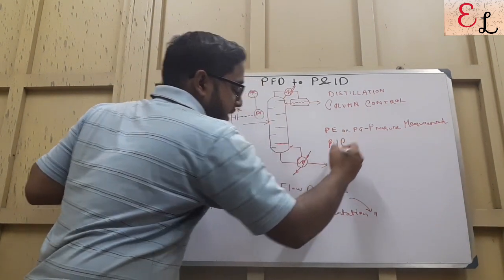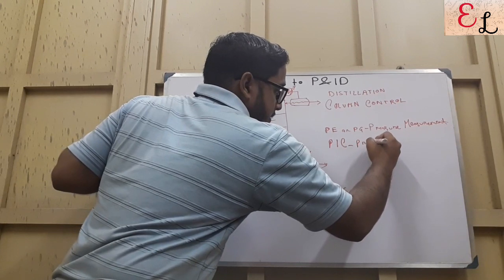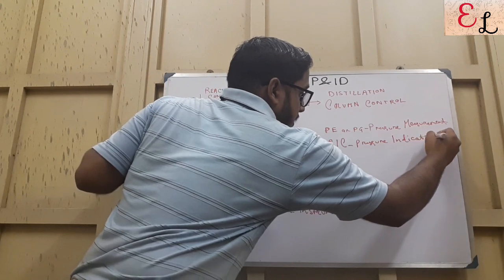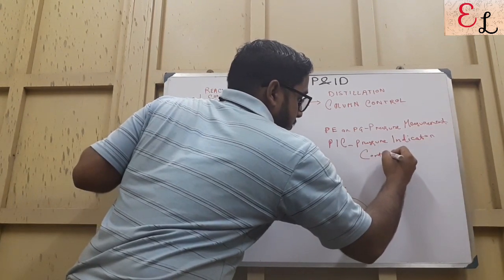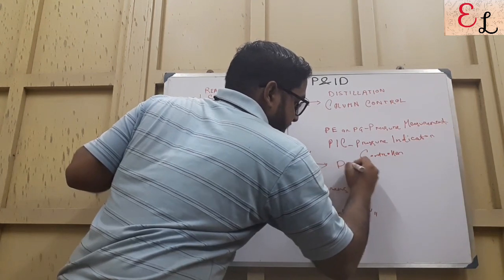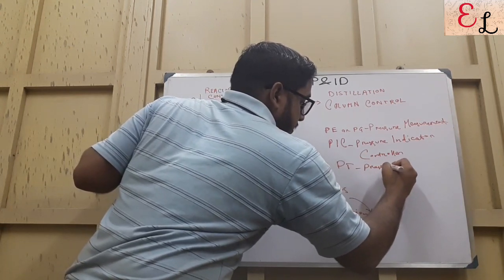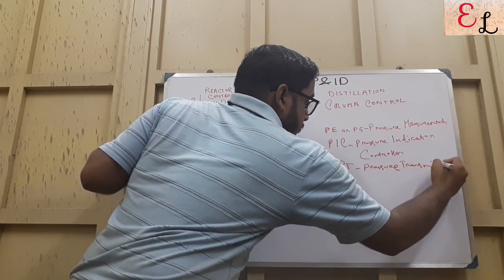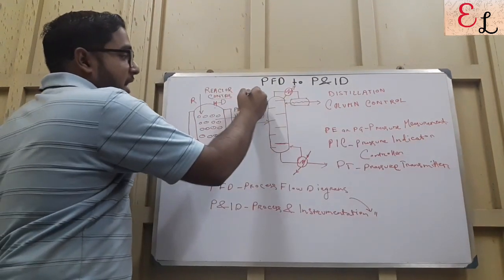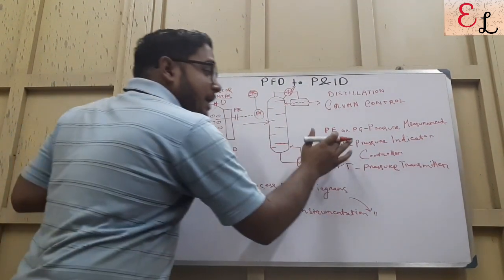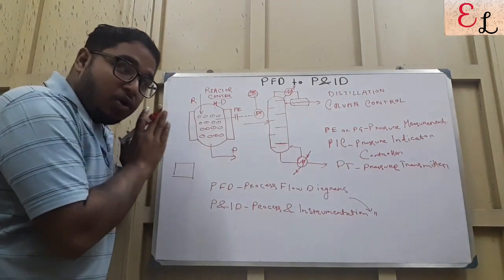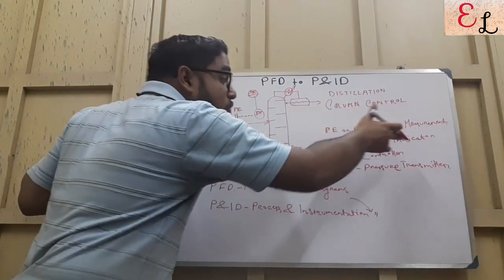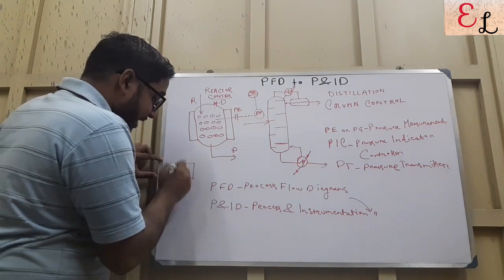If I write this like this, this is pressure indicator controller, and PT is basically my pressure transmitter. So you see, if I write only PI, it would indicate that I am only indicating pressure, not trying to control the pressure or something like that. But whenever I am stating that it is PIC, I am trying to control the pressure. I am indicating it on the signal board and trying to control it.